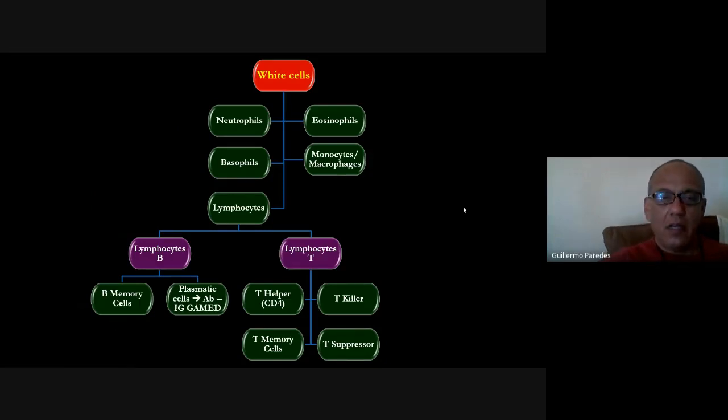So we have here the white cells. You know the white cells, a very common mistake that students think is that white cells are neutrophils, eosinophils, basophils, monocyte, macrophage, and that's it. No, it's not like that. In addition to that, we have the lymphocytes. So a lymphocyte is a white cell, okay?